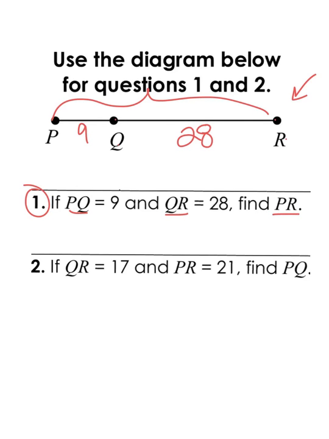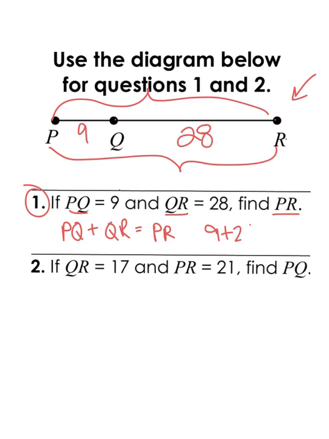So how do I find the length from P to R? Well, I know that if I add PQ plus QR, that'll give me the total length of the line segment. So if I add 9 plus 28, that gives me 37. That's the length of PR, the total line segment. So it's helpful to draw the picture.